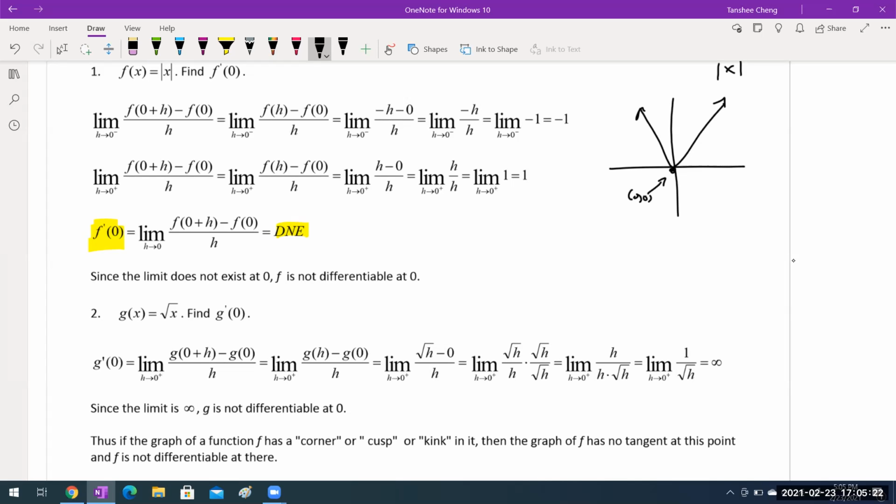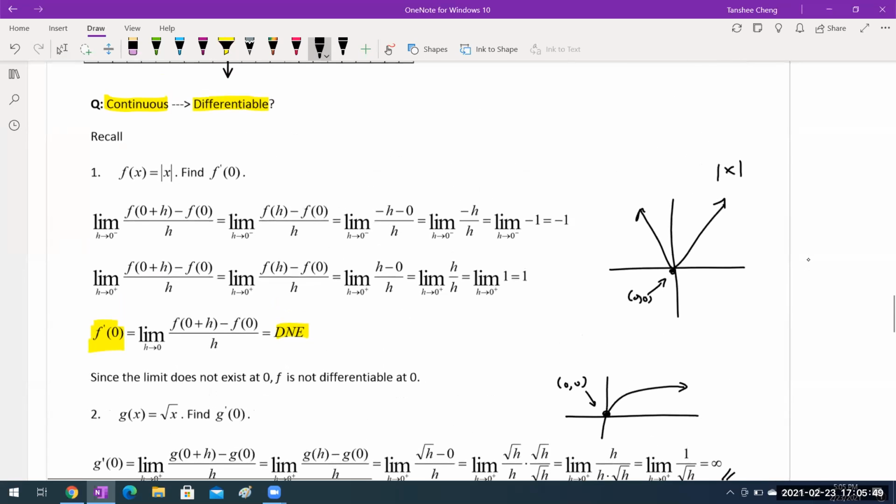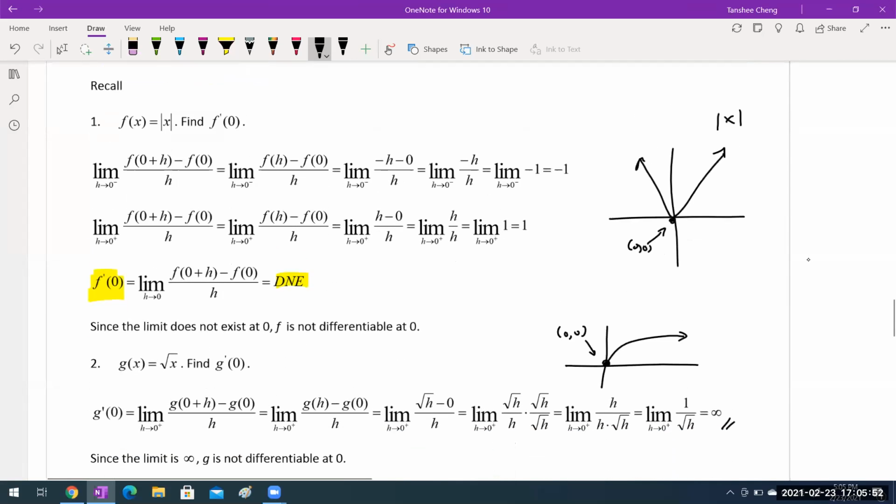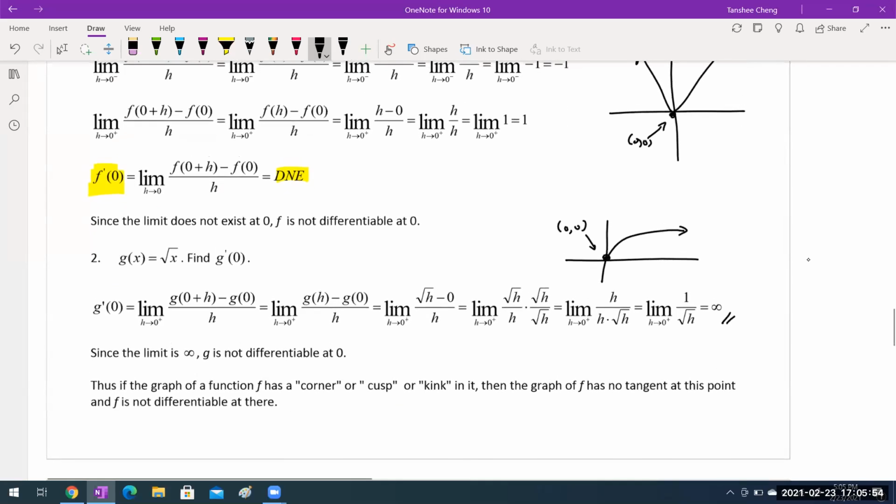0 exists. And when I computed g prime of 0, the limit as h approaches 0 from the positive side, because we know that this is a one-sided limit, you can see that the limit goes to infinity. So once again, in here, we can talk about continuous from the right, but it's still not differentiable at 0. So is it continuous and differentiable? The answer is no.